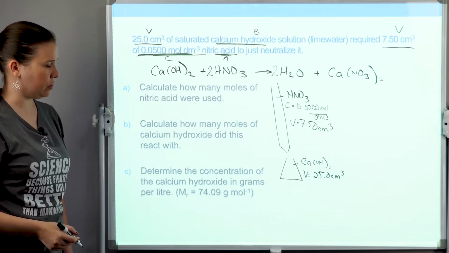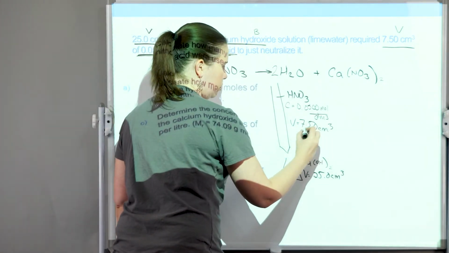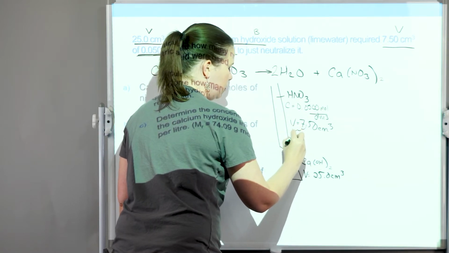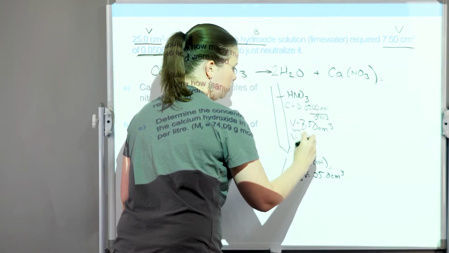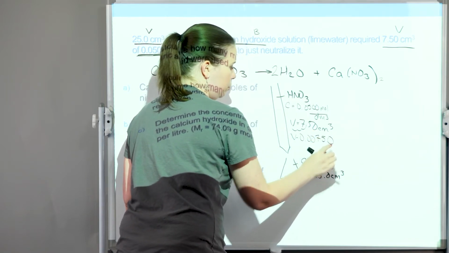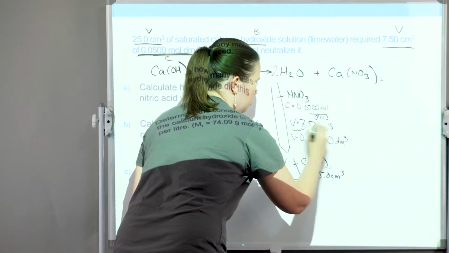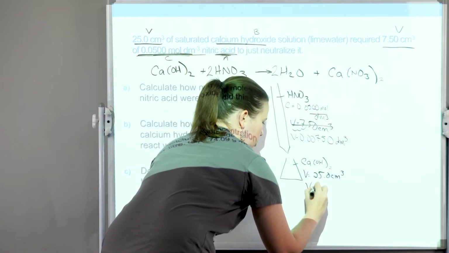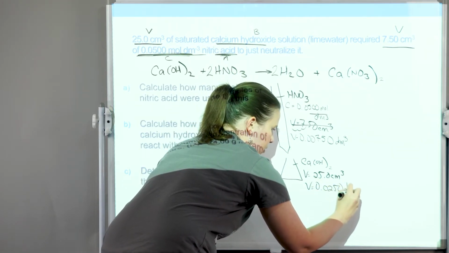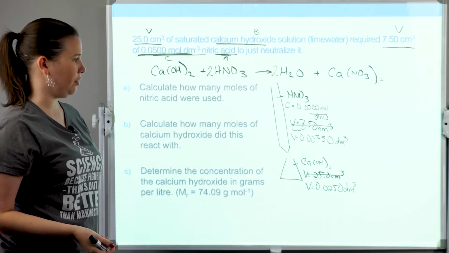The next thing I want to do is handle my units. I would go just from centimeters to decimeters on each of these right away, meaning move 3 decimal places back. So 0.00750. Be careful to keep your significant zeros when you do this also. That's going to be decimeters cubed. And we'll convert this one to 0.0250 decimeters cubed. Now we're ready to actually start cranking out the math.